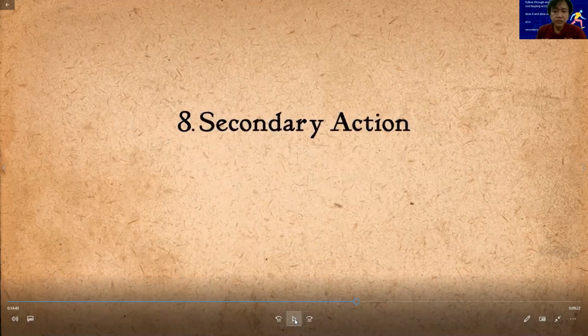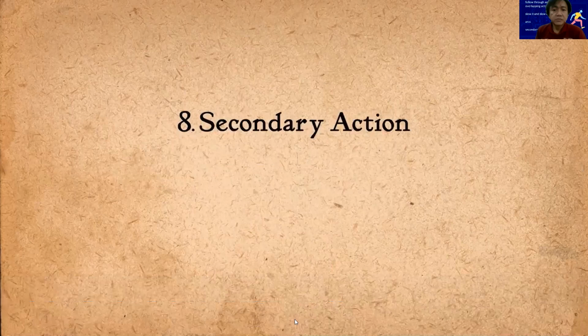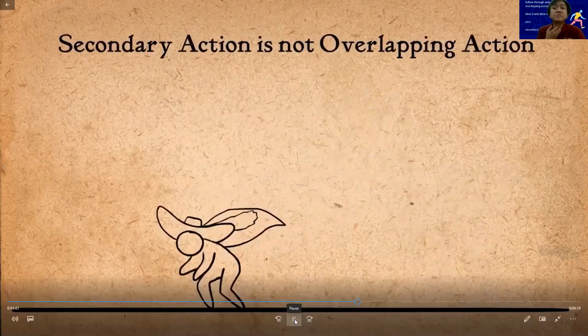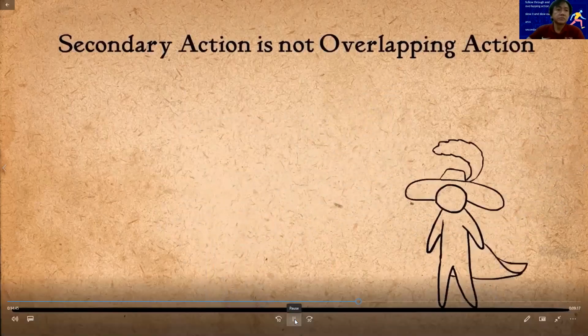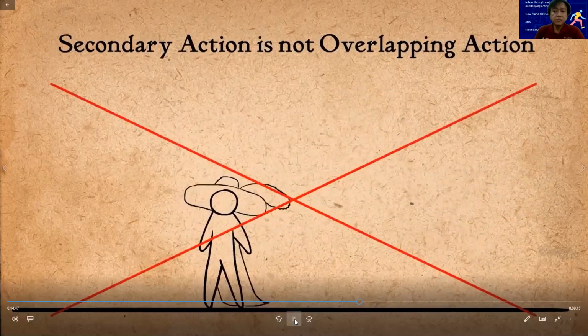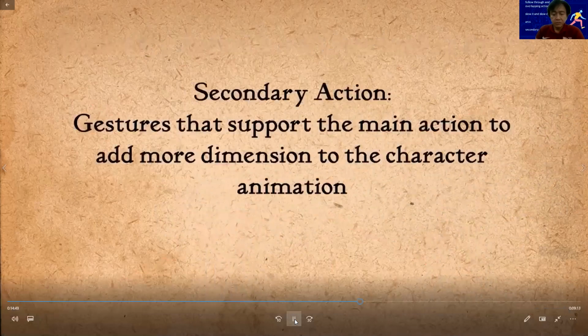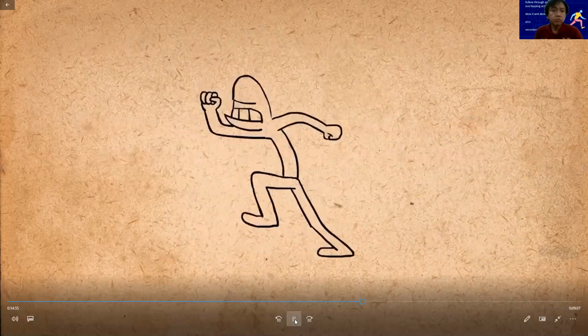Okay, so we'll look at secondary action. Secondary action is associated with overlapping action, although according to Frank and Ollie, it means something very different. Secondary action describes gestures that support the main action to add more dimension to the character animation. For example, a character may be walking angrily.